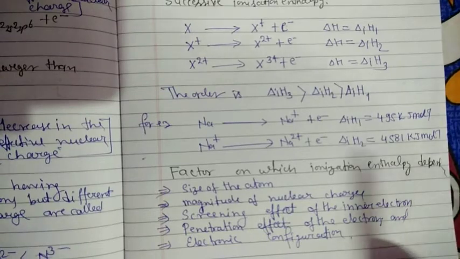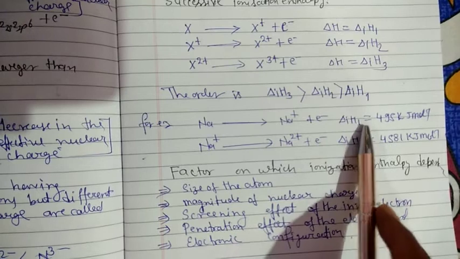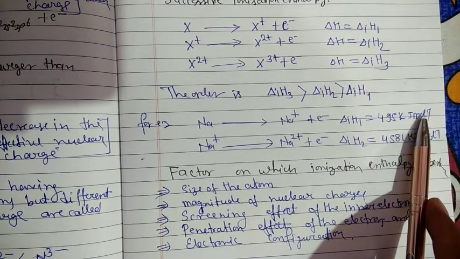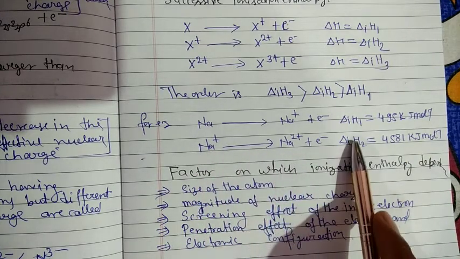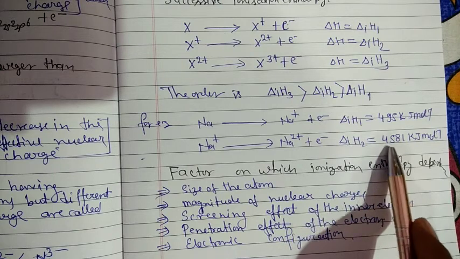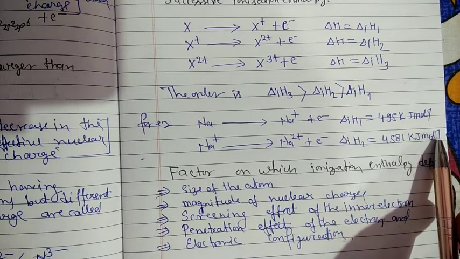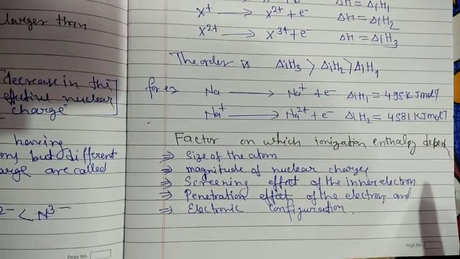For example, sodium loses its outermost electron. Its ionization enthalpy is 495 kilojoule per mole. This is the unit. Sodium plus loses a second electron. Its ionization enthalpy is very high, 4581 kilojoule per mole. Ionization enthalpy depends on the following factors.